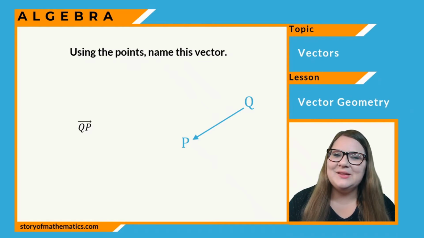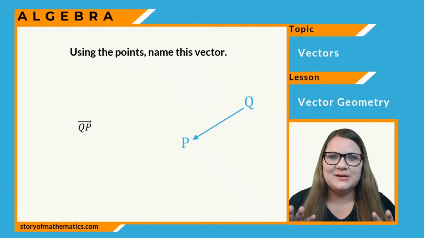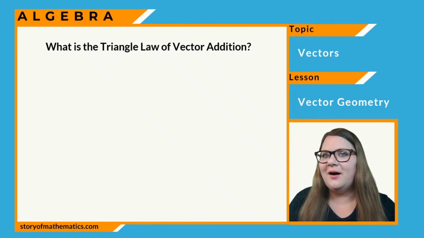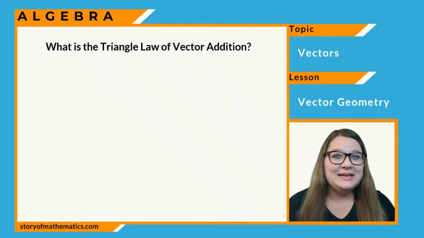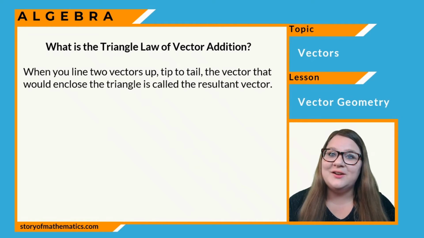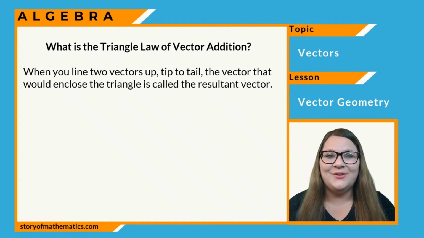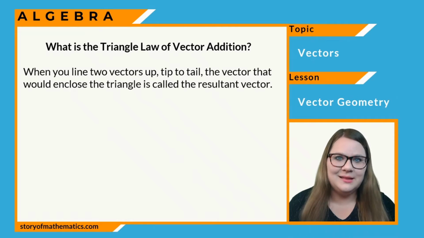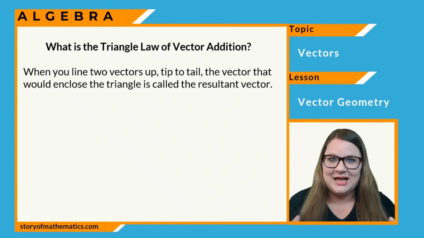Now, we can use this with a really cool geometry law. It is the triangle law of vector addition. It says that when you line 2 vectors up tip to tail, the vector that would enclose the triangle is called the resultant vector. Let's take a look at what this will visualize as.